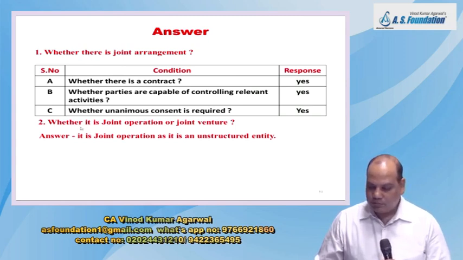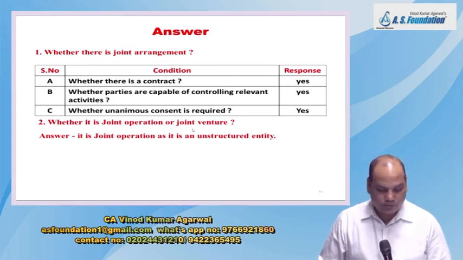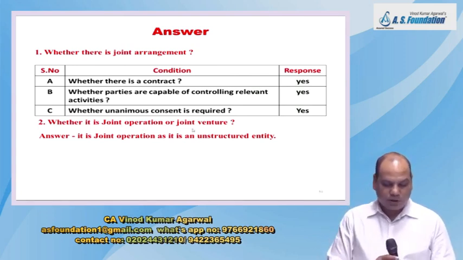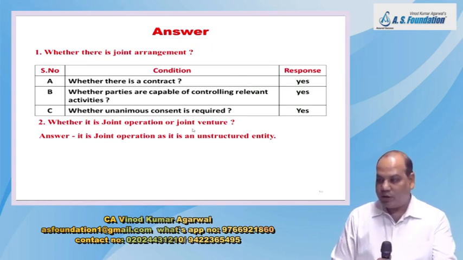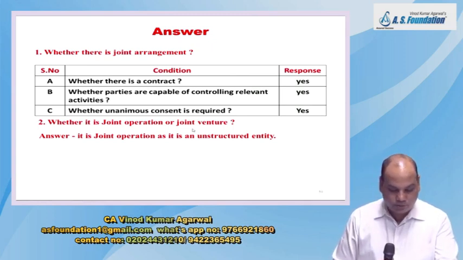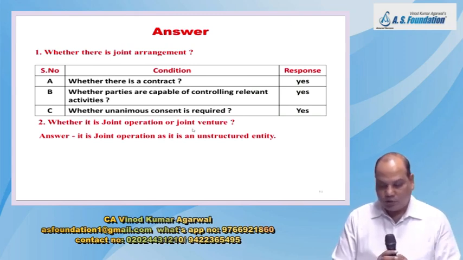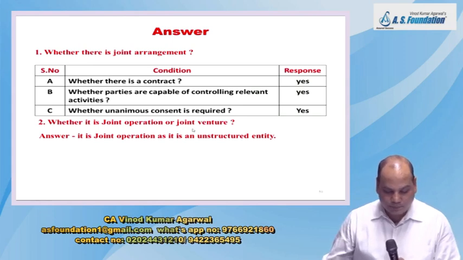Then write down whether this is a joint operation or a joint venture. That question they have not asked, but I am writing it myself. Whether it is joint operation or joint venture. Do we have a new entity created in this problem? No. So write down the answer: it is a joint operation as it is an unstructured entity. Now tell me, how will you prepare the financial statements of ASF Limited?